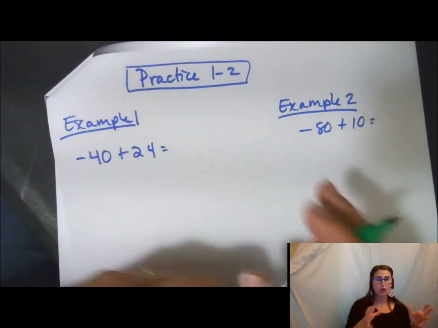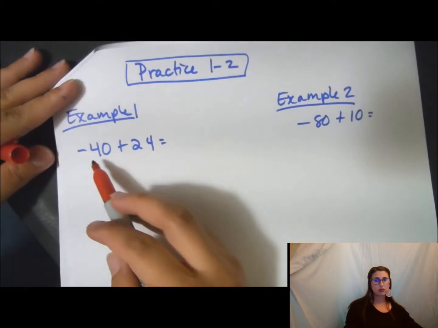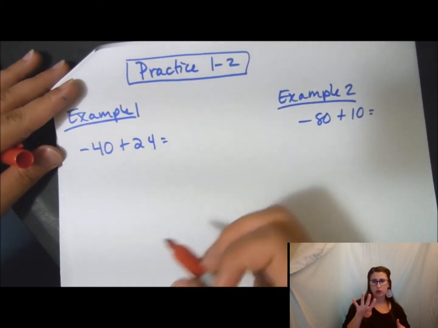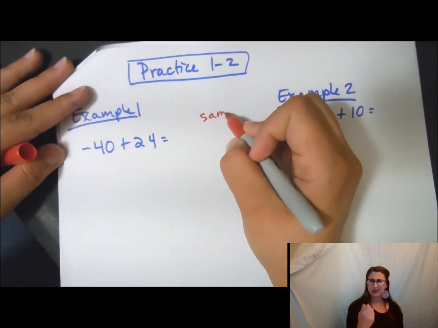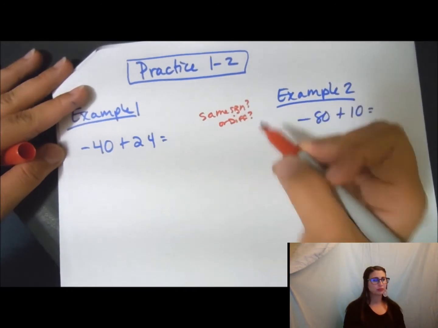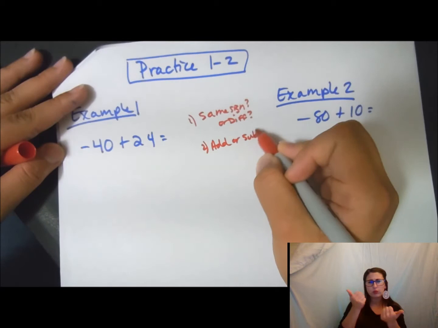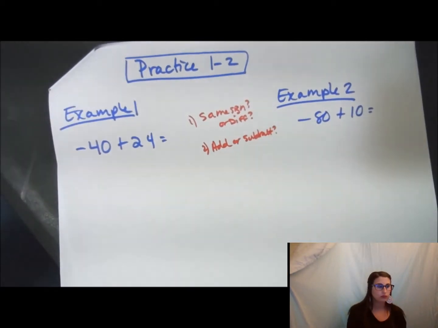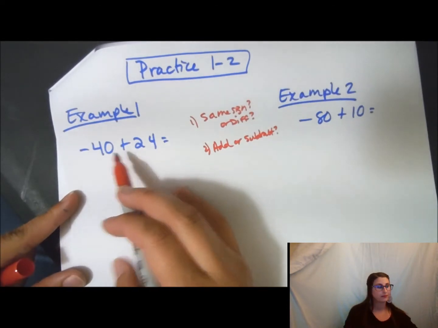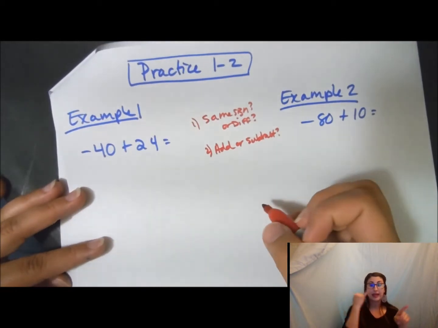So let's do this as an example right here. So we have a couple examples. So we have negative 40 plus 24. Are they the same sign? Ask yourself, are they the same sign or different? And then ask yourself, are we going to add or subtract due to that? So are these the same or are they different? They're different. One is negative, one is positive. So if they're different, are we going to add or subtract?